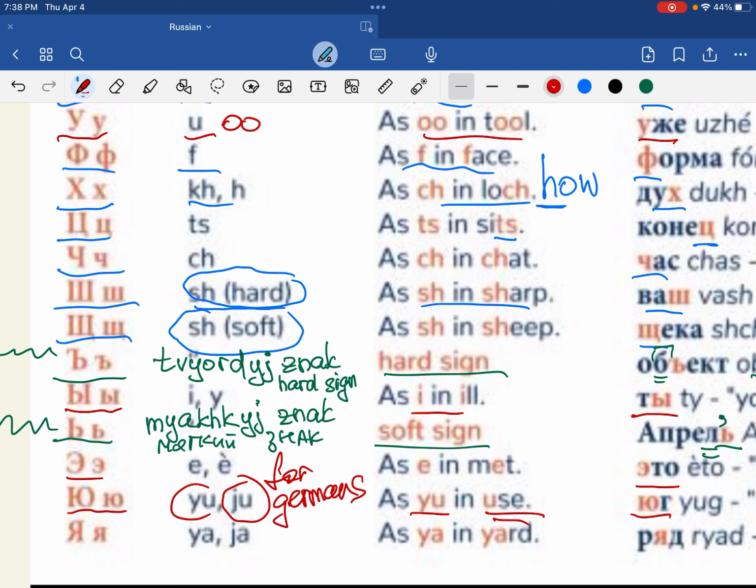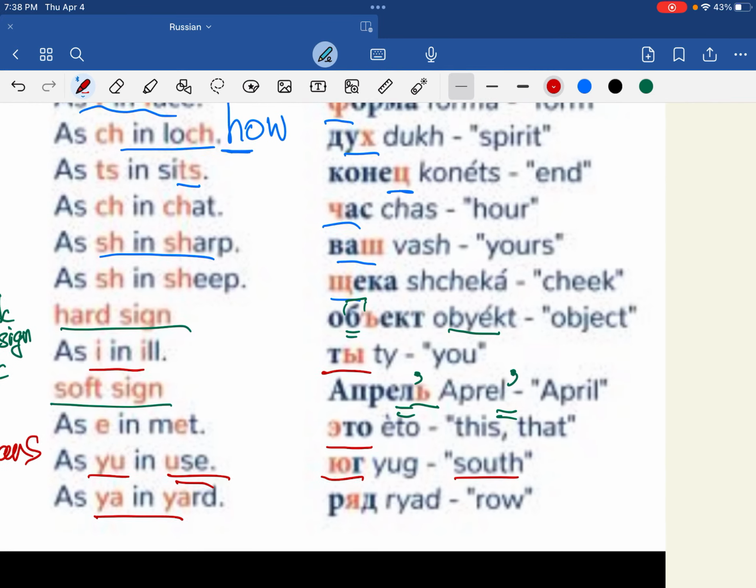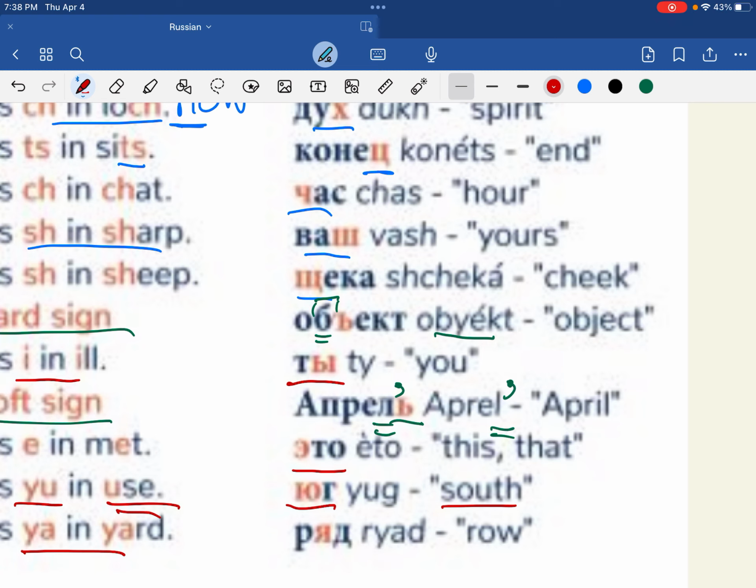The next and the last letter of the Russian alphabet is the vowel called ya. Again, don't read it like ja. It's also for Germans right here, and please read it like ya, or like this, yeah, if you're German. In English, it would be pronounced like ya in the word yard. Or in Russian, the example would be ya in ряд, which means a row.